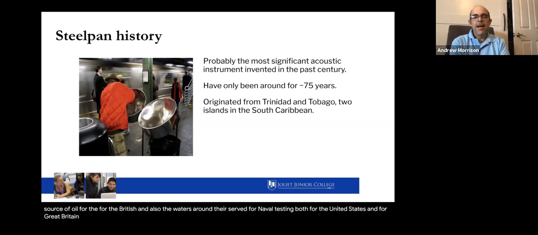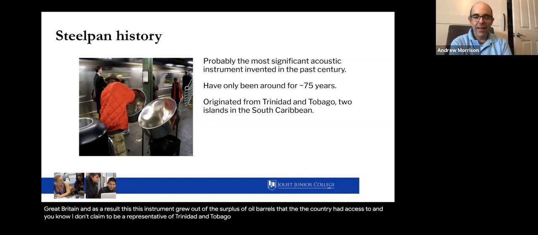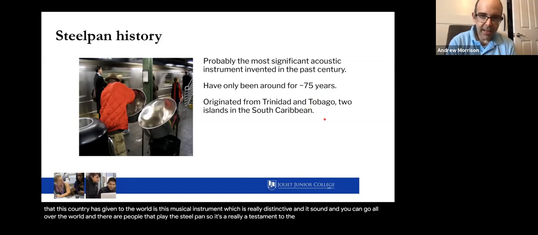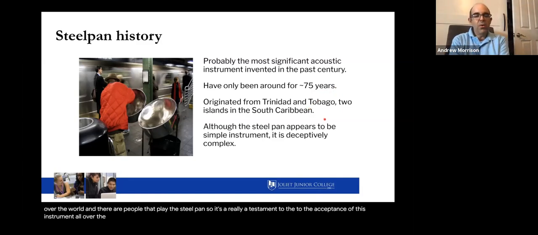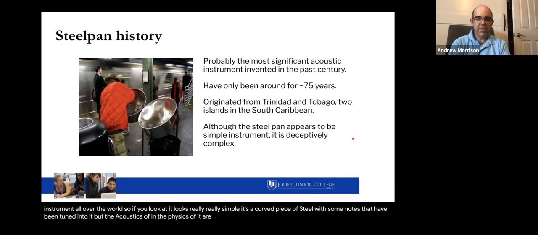And as a result, this instrument grew out of the surplus of oil barrels that the country had access to. And I don't claim to be a representative of Trinidad and Tobago, but I do think that this is one of the great gifts that this country has given to the world, this musical instrument, which is really distinctive in its sound. And you can go all over the world, and there are people that play the steel pan. So it's really a testament to the acceptance of this instrument all over the world. So if you look at it, it looks really, really simple. It's a curved piece of steel with some notes that have been tuned into it, but the acoustics of it and the physics of it are actually deceptively complex.